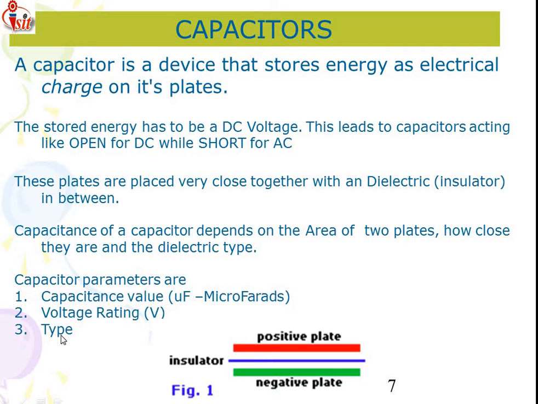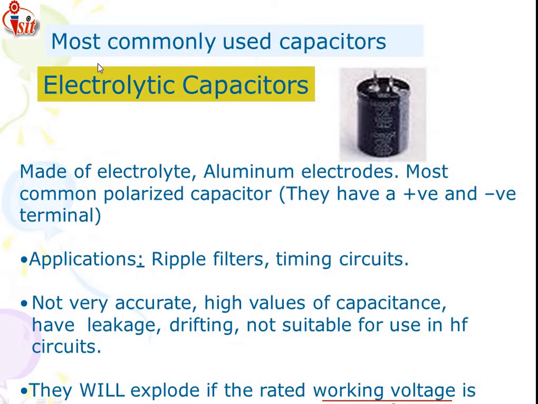The third type has positive plates, insulators, and negative plates available over there by using these capacitors. Then the most commonly used capacitors are electrolytic capacitors. The name itself indicates that it will be used to store charges. Made of electrolytic aluminum electrodes, it is the most common polarized capacitor.